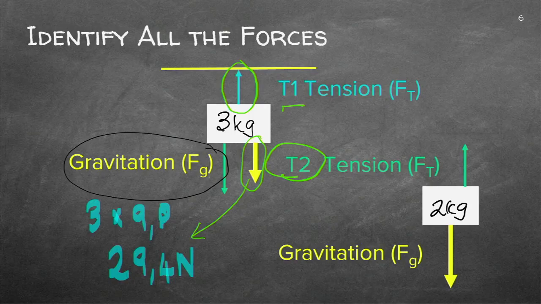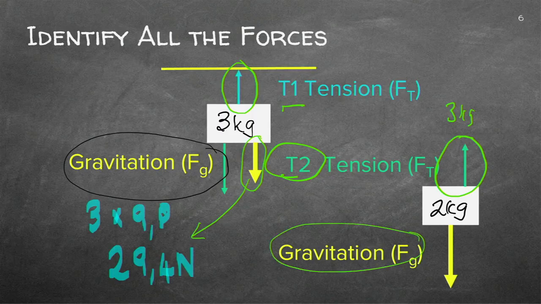For the 2 kilogram, I do not have the tension in that cable between the 3 and the 2, but I can calculate the gravitational force again. So I can again say it's 2 times 9.8, and you can check me and see if I got the correct answer. It's 19.6.